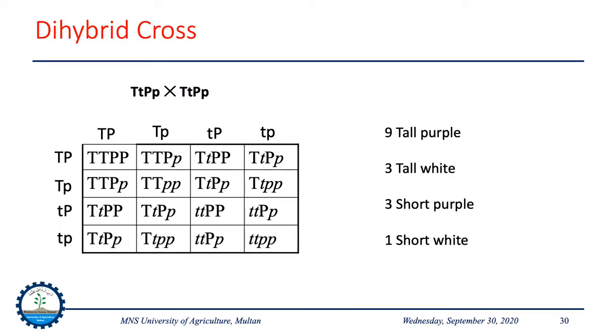So if we make a cross of the F2 generation in a dihybrid cross, then we will be getting a 9:3:3:1 ratio, which means among the crosses which have been made, nine offspring will be tall-headed having purple color flowers. The three will be tall-headed having white color flowers. The other three might be short-headed having purple color flowers, and the one would be short-headed with white color flowers.